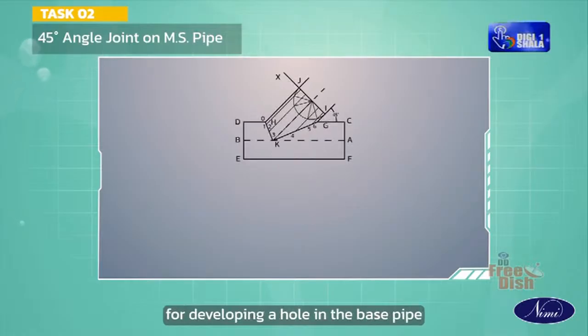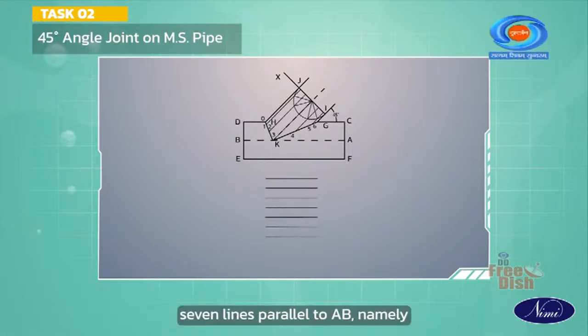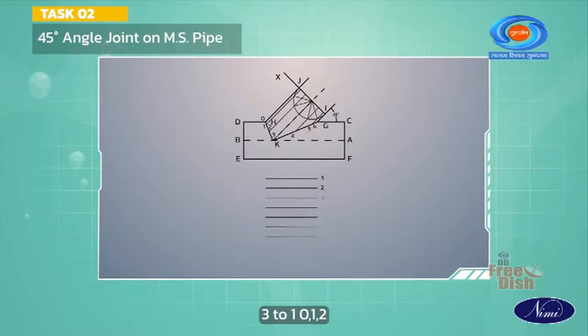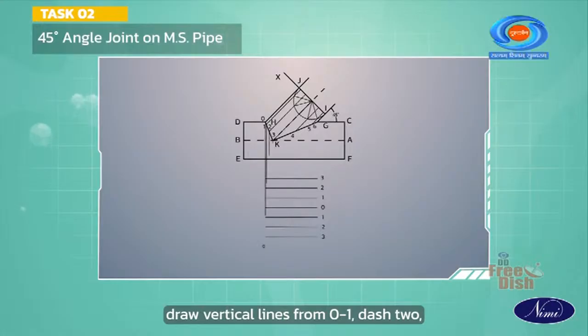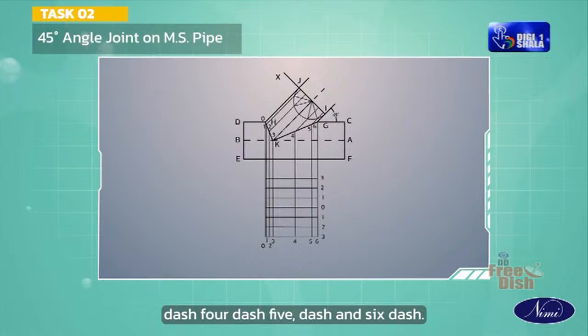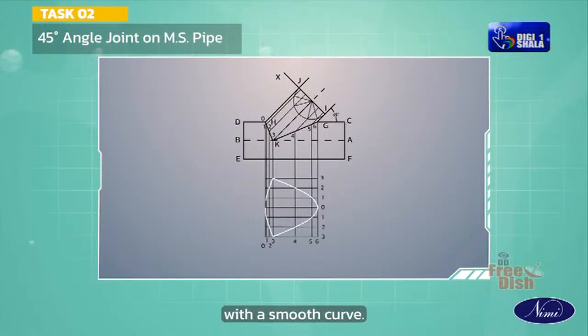For developing a hole in the base pipe, above the main pipe draw 7 lines parallel to AB, namely 3, 2, 1, 0, 1, 2 and 3, equal to the distance of 0 to 1 on the semicircle. Draw vertical lines from 0 dash, 1 dash, 2 dash, 3 dash, 4 dash, 5 dash and 6 dash. These vertical lines will intercept the 7 horizontal lines. Join the intercepting points with a smooth curve. The required development for hole is now ready.